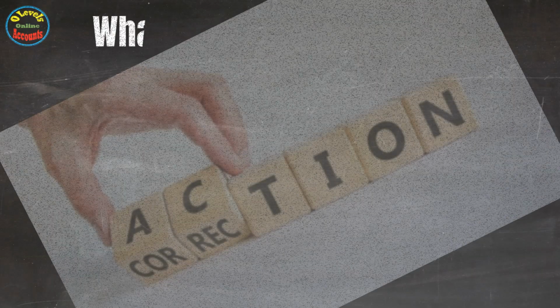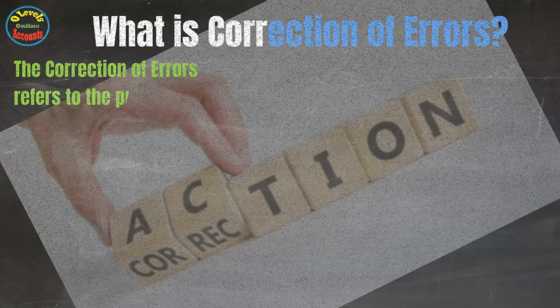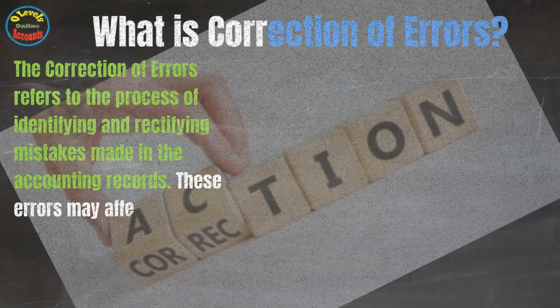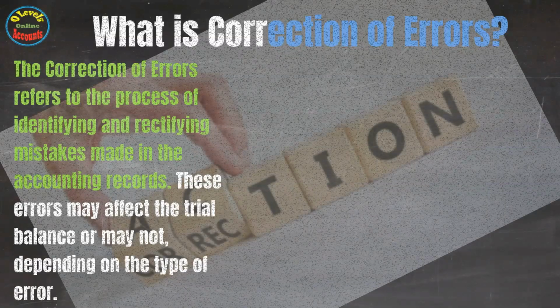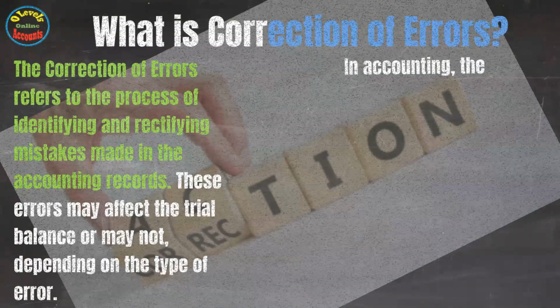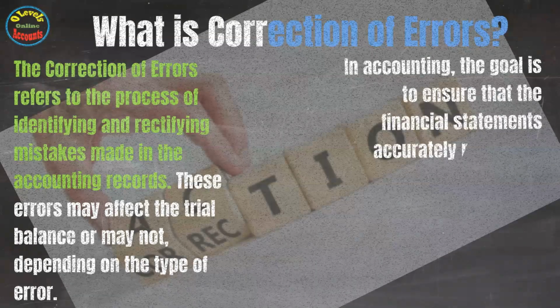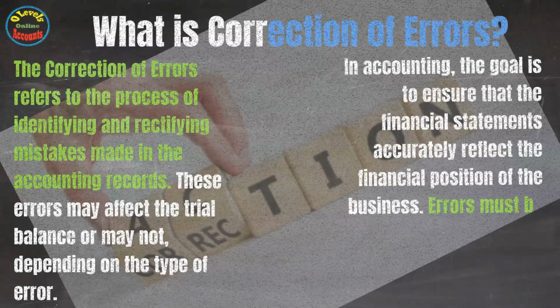What is correction of errors? The correction of errors refers to the process of identifying and rectifying mistakes made in the accounting records. These errors may affect the trial balance or may not, depending on the type of error. In accounting, the goal is to ensure that the financial statements accurately reflect the financial position of the business. Errors must be corrected to ensure the accuracy of financial reporting.